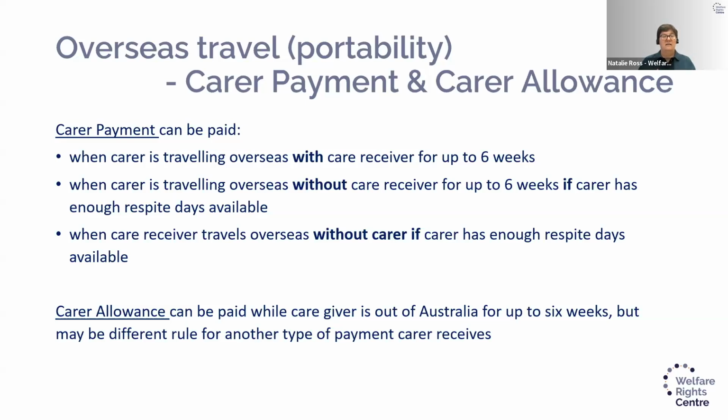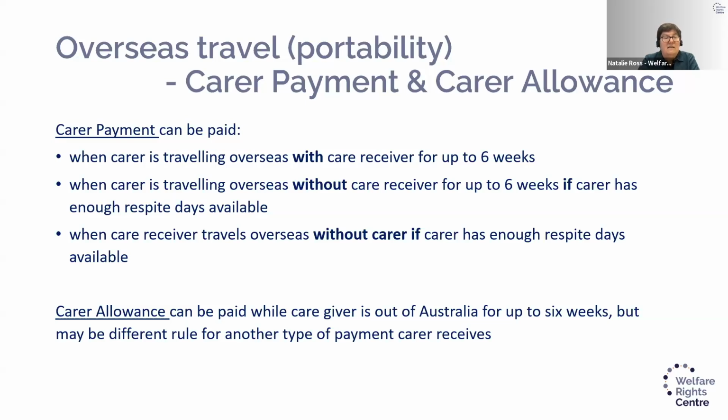If the person being cared for travels overseas without their carer, the carer will continue getting carer payment again if they have enough of those 63 respite days in the calendar year, if there are enough of those left to cover the period that the care receiver is outside of Australia. If they don't have enough respite days left, then the carer payment will stop while the person they're caring for is outside of Australia.